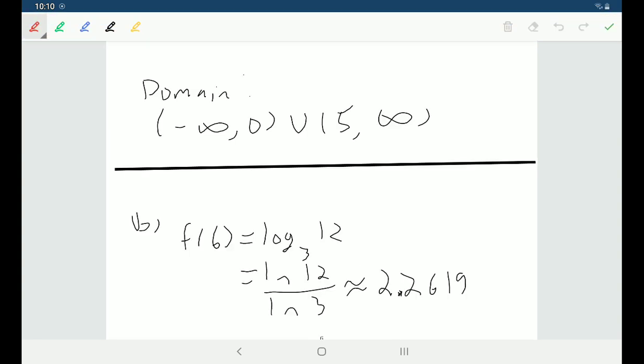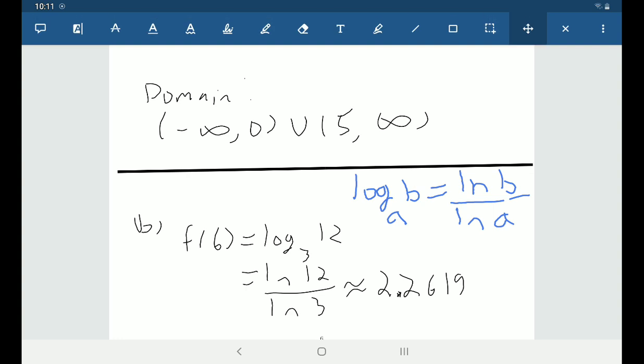To find the approximate answer, we use the change of base formula. The change of base formula was that if you're looking for a log base a of b, that can be turned into natural log of b over natural log of a. That's the idea that I have here. So taking log base 3 of 12, I'll turn that into natural log of 12 divided by natural log of 3, and then just use your calculator to come up with about 2.619.